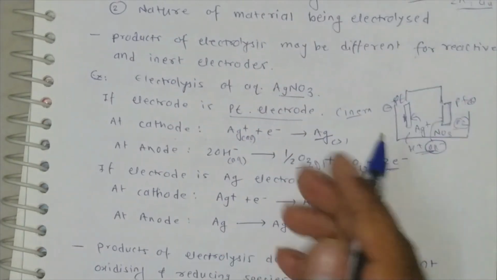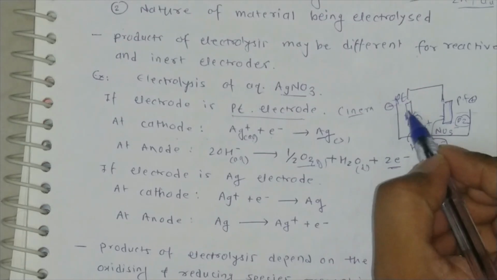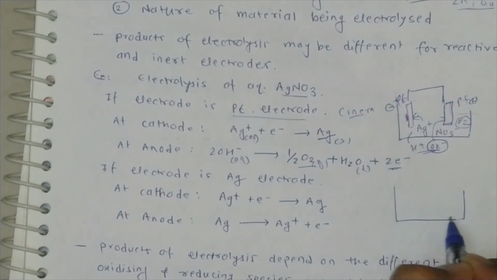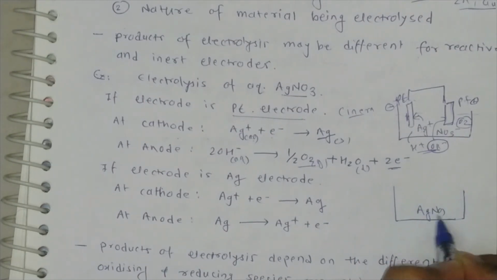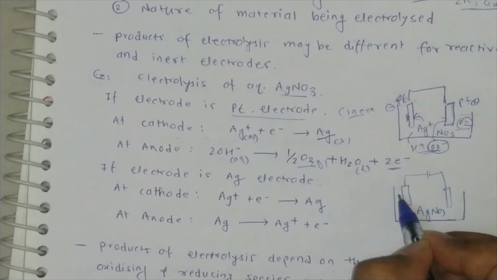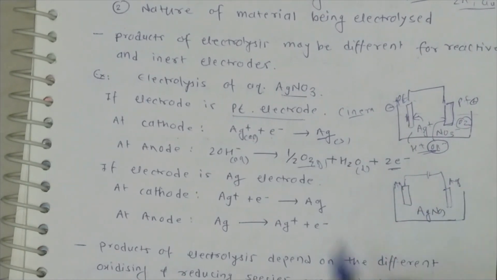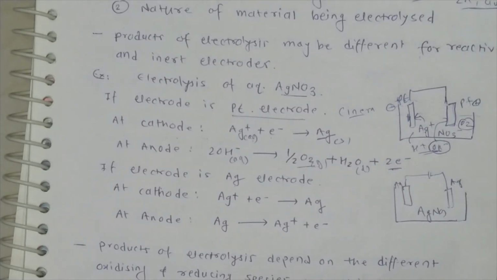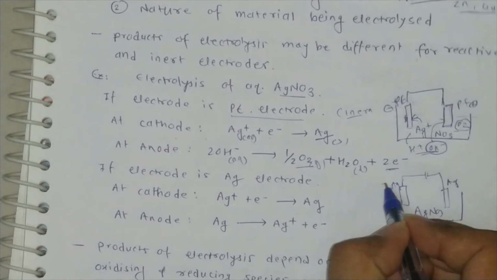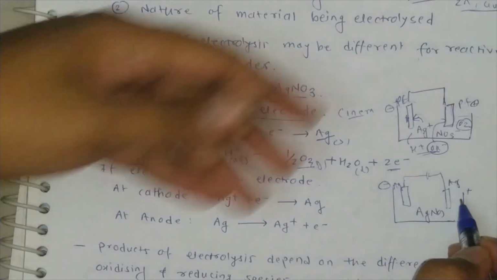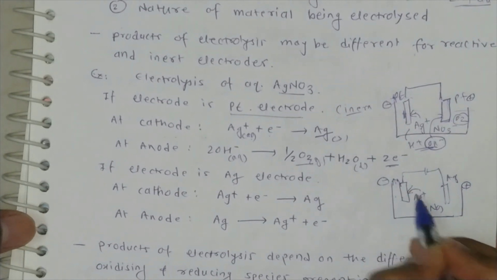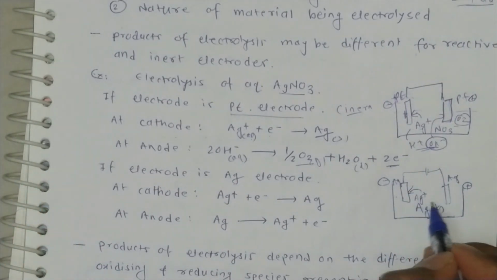Now if the electrodes are made up of silver, means both these electrodes are made up of silver, and we are using the aqueous solution of AgNO3. Silver is reactive in nature, so it will participate in the reaction. When it participates, one electrode will act as a cathode and the other will act as an anode, right? At the cathode, what will happen? Silver ion will get deposited here, and at the anode there will be oxidation.